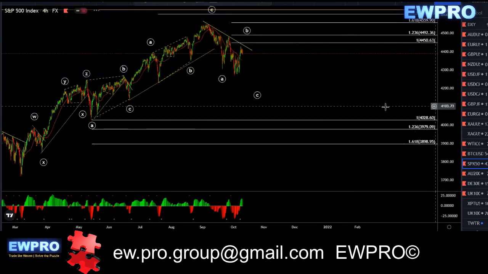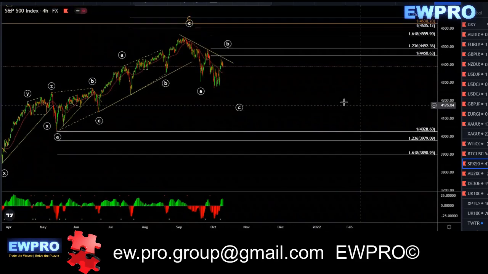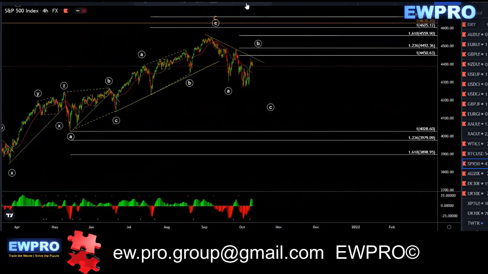H4. Nothing's really changed. Looking for the A, B, C up. It's nearly hit that 100 fib. And then pretty much they're looking for that sell for the C down.